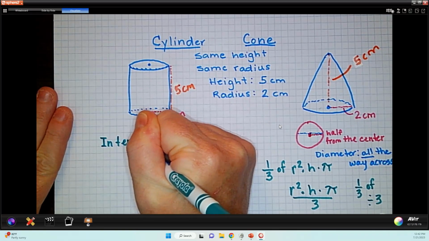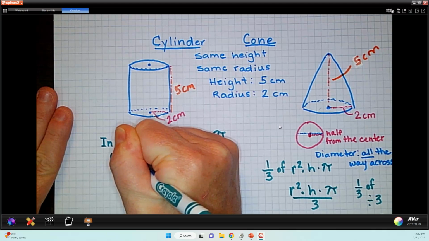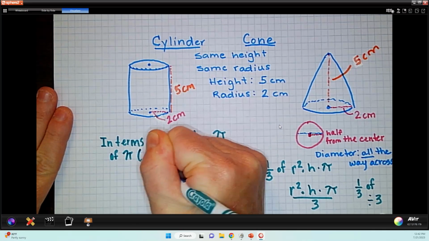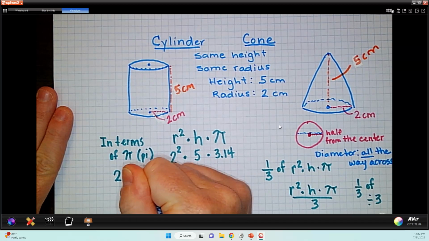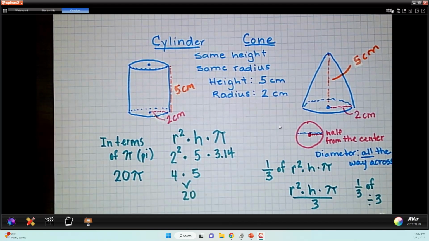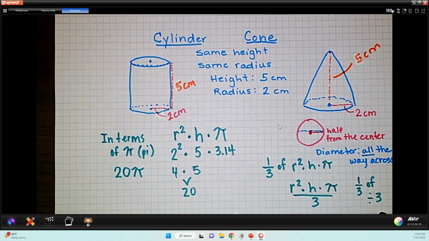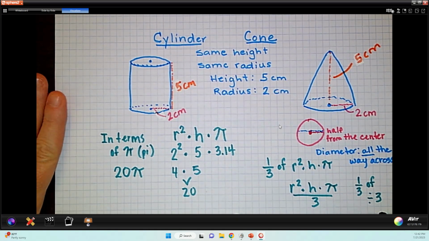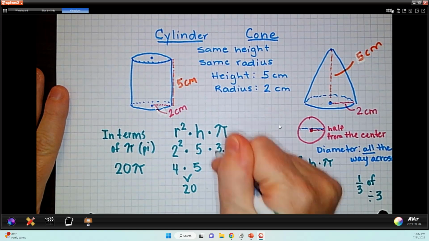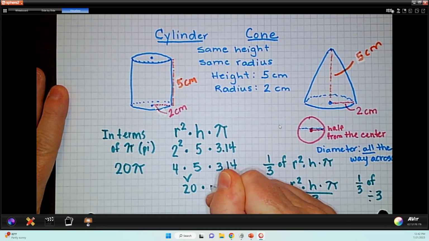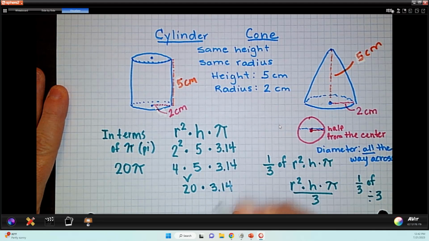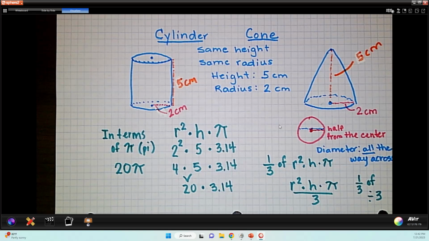So if the directions say "in terms of pi," we could just say the answer is 20 pi, and that would be acceptable. Now, if it doesn't say in terms of pi, or it says use 3.14 as an estimate for pi, then students would just do this last step of multiplying by 3.14 or pi. Okay, and then that would give us another approximation.